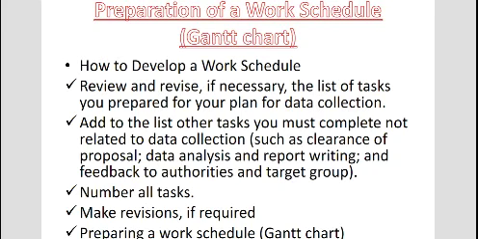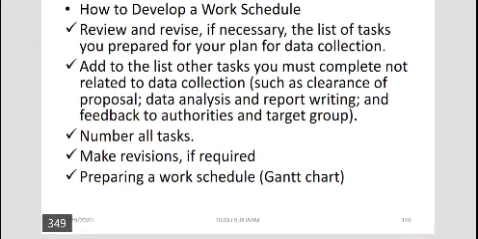You get it? It's not only the tasks of data collection. So all tasks that require you to finish the ongoing research must be listed there. So you number all tasks, then make a revision if required, then you start preparing a work schedule or a Gantt chart.